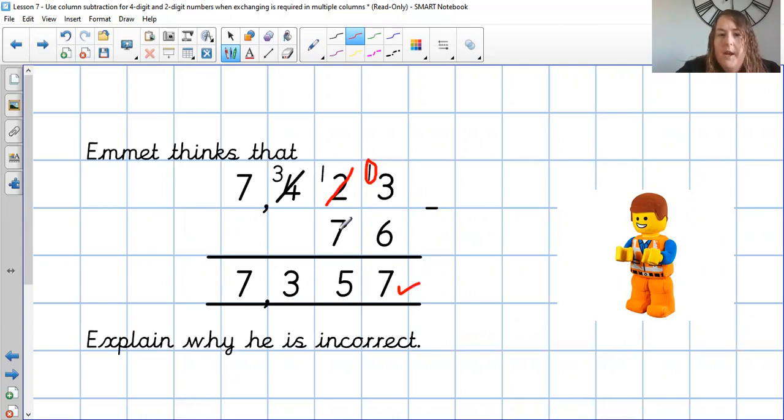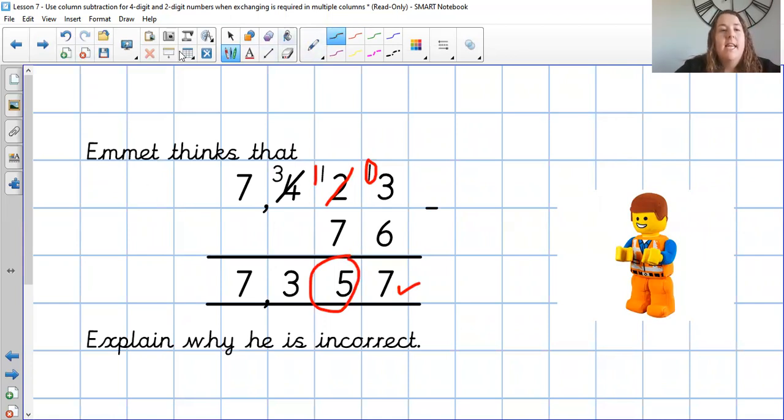Now we've got 1 take away 7. Ah, so Emmett didn't cross it out last time. So he's now crossed out the 4, left it with a 3, and he needs to add another 1. So it's now not 12, it's 11. So he didn't use his exchanging properly. So if you want to work out what that answer should be, then brilliant.